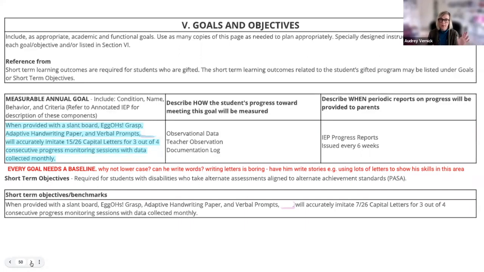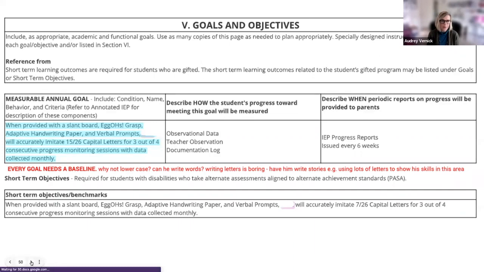I like splitting out capital and lowercase if it's really a need area. And then the other thing is, I said, can he write words? Because writing letters might be boring. So you also want to think about, how is this goal being worked on, and ask the team, how will you be working on this? And is it in a way that it might be more interesting for him to practice writing words that he knows, or writing on topics that he's interested in, rather than just practicing letter writing over and over and over again, right? And thinking about what order those letters will be addressed in.